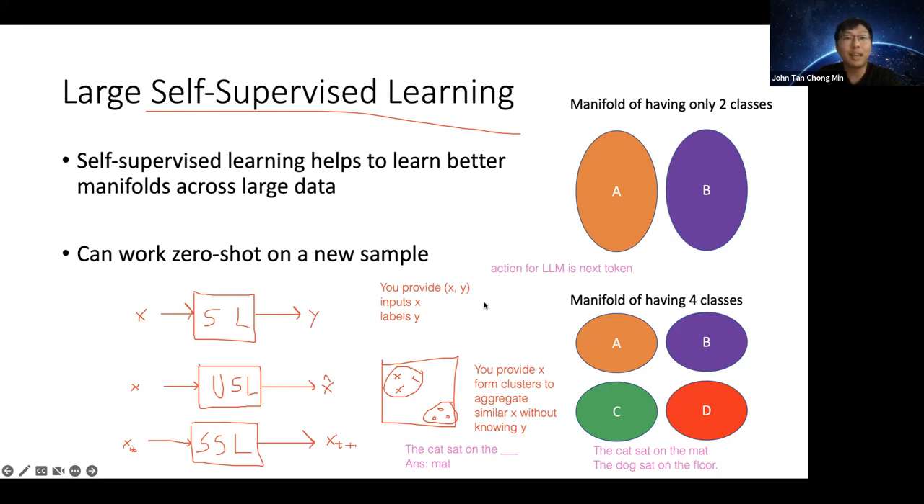So if you treat the LLM as an agent, let's just draw the agent diagram. This agent takes in, what does it take in as observation? It takes in past tokens as the observation. And the next action that it's doing is producing the next token.